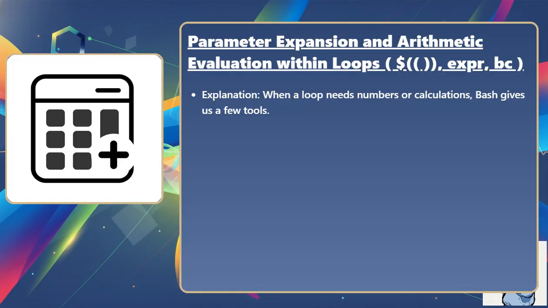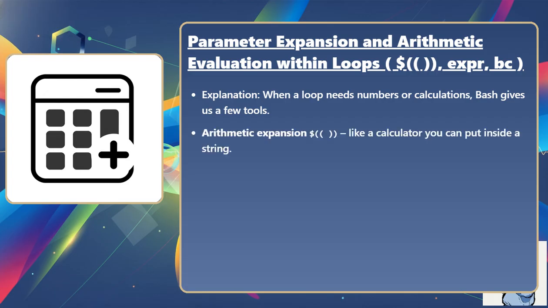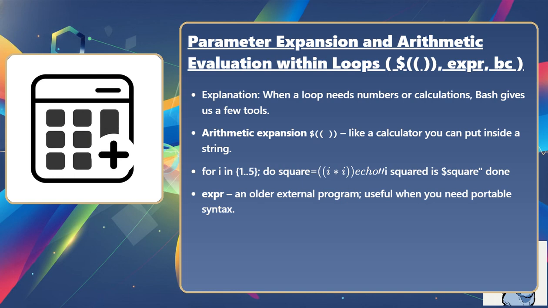Explanation: when a loop needs numbers or calculations, Bash gives us a few tools. Arithmetic expansion, like a calculator you can put inside a string. for i in 1 2 3 4 5; do square=$((i * i)); echo "$i squared is $square"; done. Expr, an older external program, useful when you need portable syntax. sum=$(expr 3 + 4).